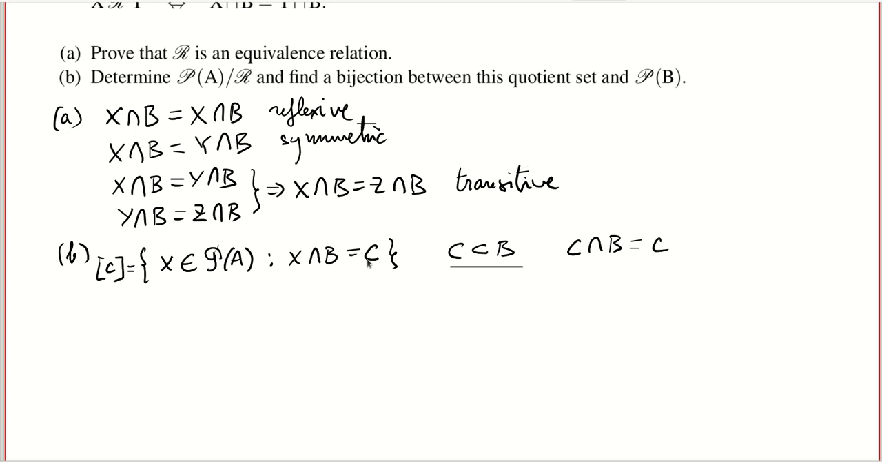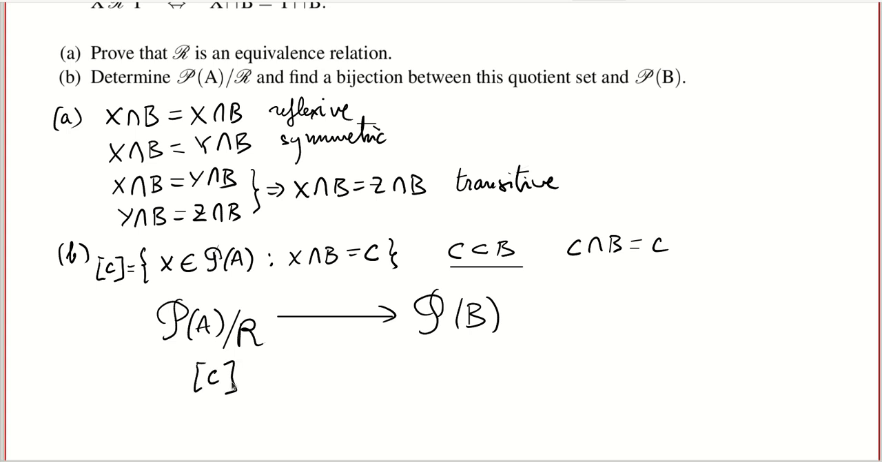Now let's establish a bijection between the set of classes of this equivalence relation and the set parts of B, so the subsets of B. If we take an element here, C, we pick the representative, which is a subset of B, and that is going to be the image.